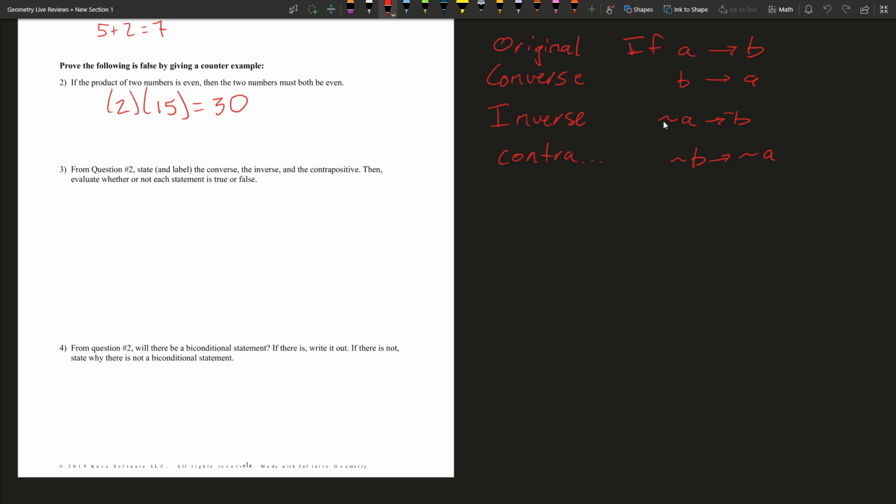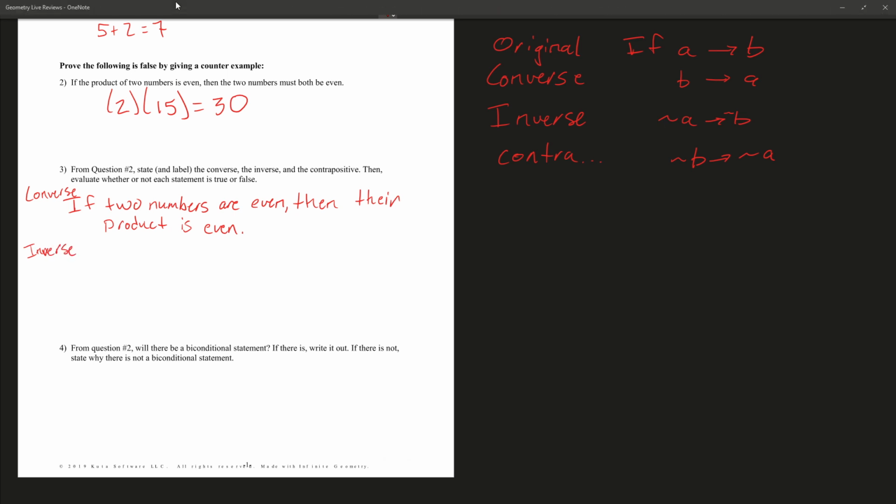So the converse of this would be: if two numbers are even, then their product is even. And this is the converse. In terms of truth, if two numbers are even, then their product is even. This is always true.